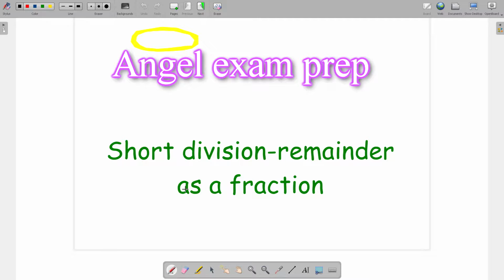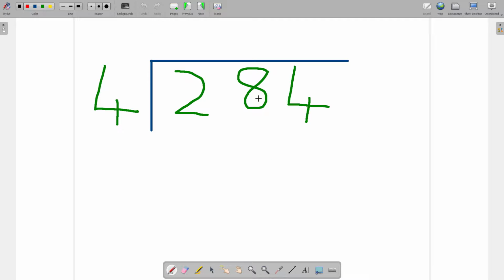Okay, so these ones are useful for 11 plus pre-test exams and for 13 plus exams. So we're going to start off looking at short division first. So we start off with our first question, and the first question is, how many 4s are there in 284? So I've drawn our little bus stop and we're going to have a look.